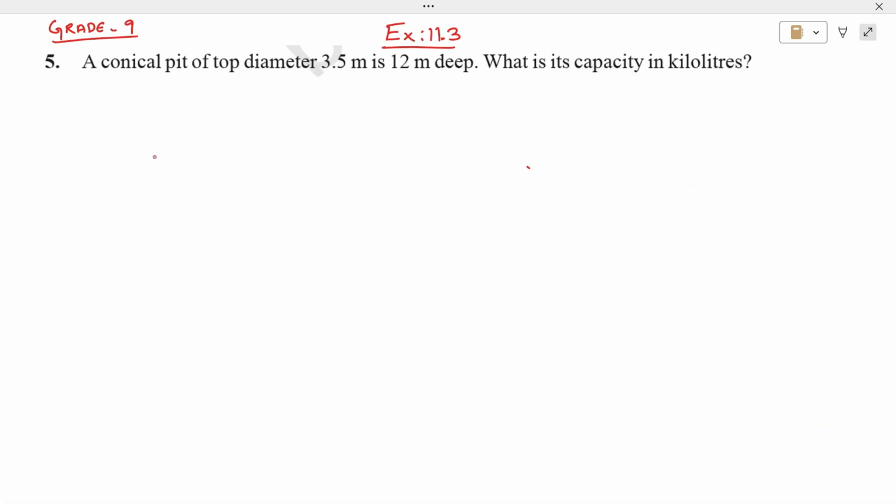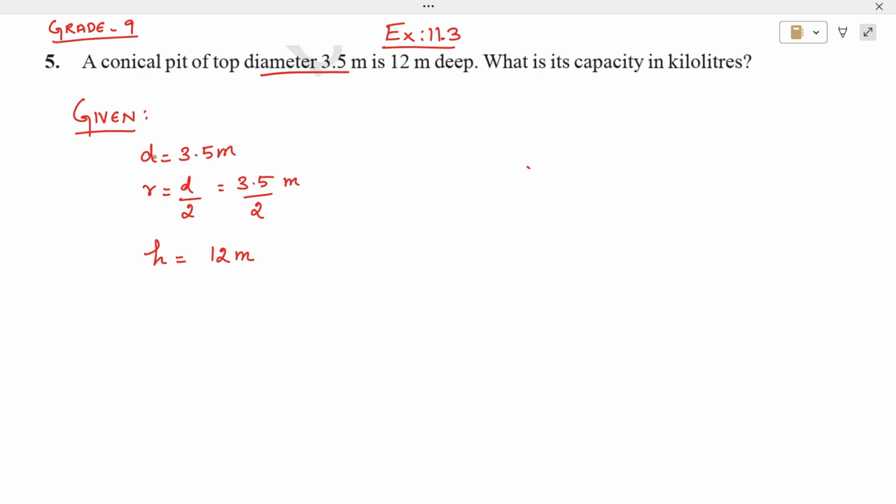Question number 5. A conical pit of top diameter 3.5 meter. So filter the given. Diameter is 3.5 meter. So how will I find the radius? Radius is diameter by 2, that is equal to 3.5 by 2 meter. I am not going to simplify it, just leave it as 3.5 by 2. And then 12 meter deep. So deep is nothing but the height, which is 12 meter, isn't it?